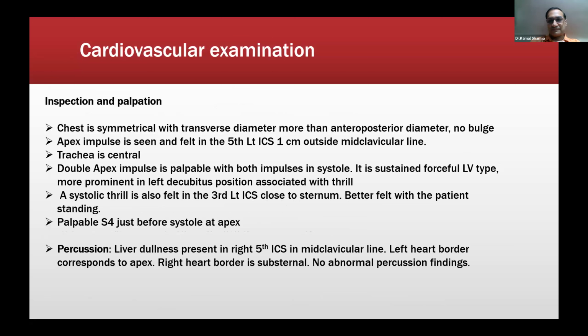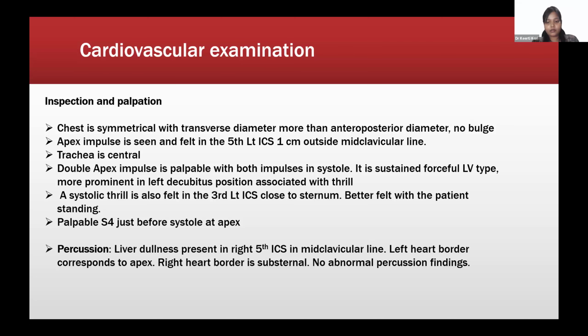Go ahead. Cardiovascular examination, inspection, and palpation done together. Chest is symmetrical with transverse diameter more than anteroposterior diameter with no bulge. Apex impulse is seen and felt in the fifth intercostal space, 1 centimeter outside the mid-clavicular line. Trachea is in center. Double apex impulse is palpable with both impulses in systole. It is a sustained, forceful LV type apex. More prominent, what do you call it? Double impulse. What is classically described in HCM?